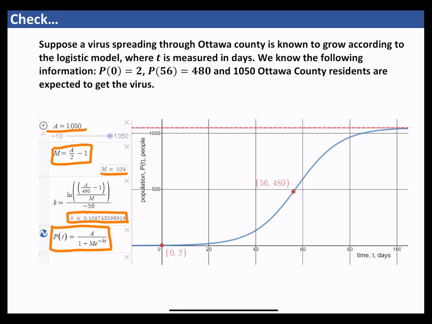And if we put in our model function for the logistic function, we end up with this blue graph, and we can see it does go through the initial value. At day 0, there were 2 people infected with the virus. After 56 days, 480 people were infected with the virus, and it appears that the carrying capacity is 1050 people. So we can confirm that we did find a logistic model for this data.